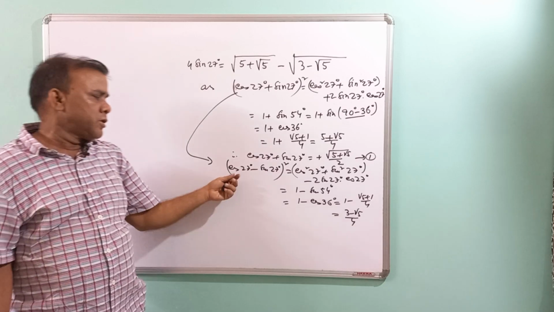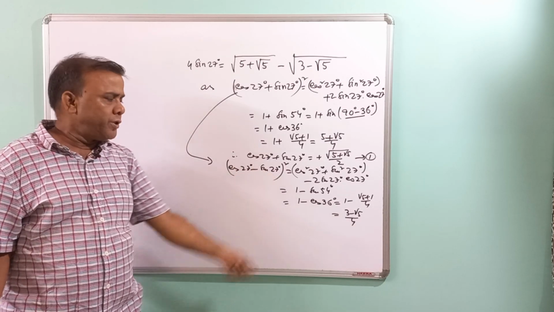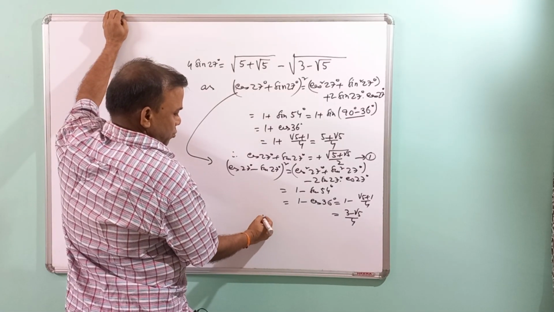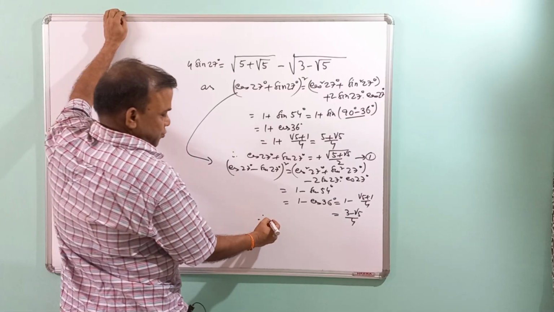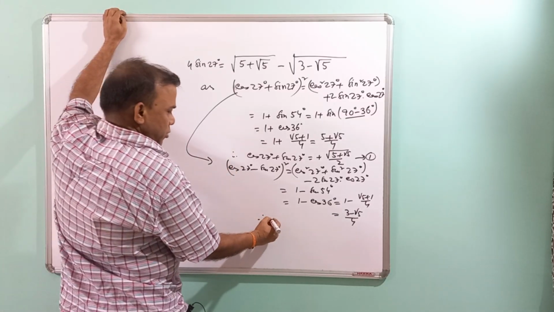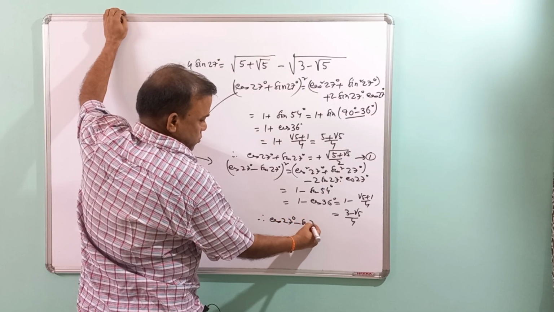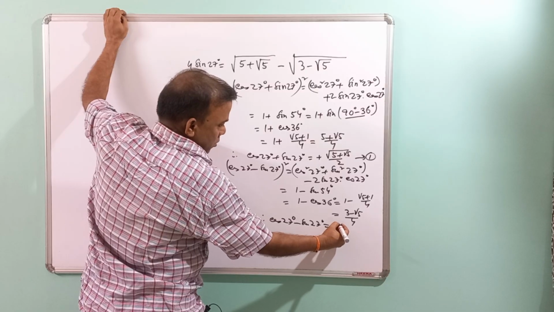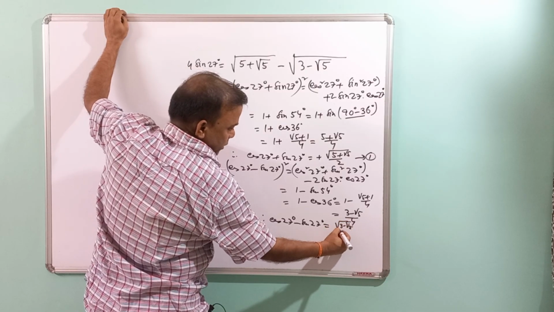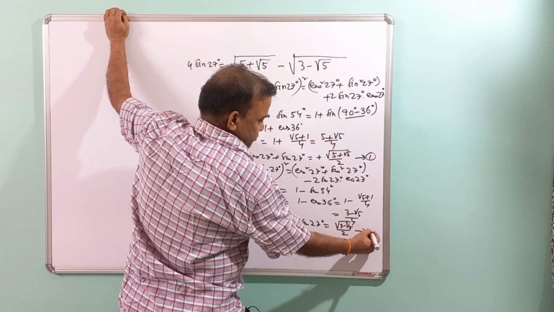As we know that cos 27 is greater than sin 27, both are positive. Therefore, when we take the square root, it will also give a positive result. Root over of 3 minus root 5 by 2. Similarly, relation number 2.